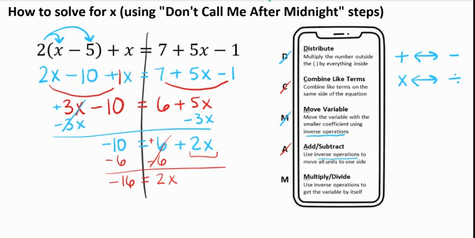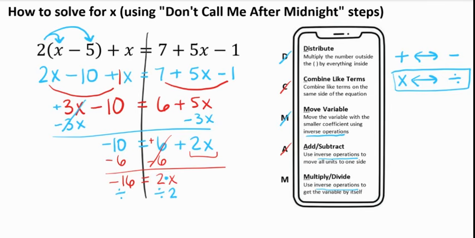Last step, multiply, divide. Use inverse operations to get the variable by itself. Okay, so again, we have inverse operations. So this one, what is happening to x? So this is 2 times x. Remember, anytime that there's a number next to a variable, that means multiply. So right here, I'm doing 2 multiplied by x. So the opposite of multiplication is division, like I can see up here. So the opposite of multiplying by 2 is dividing by 2.